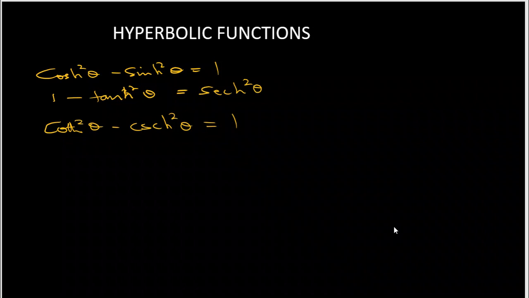In the previous video, we established the following identities: cosh square theta minus sinh square theta is equal to 1, and 1 minus tanh square theta is equal to sech square theta. And then coth square theta minus cosech square theta is also equal to 1.